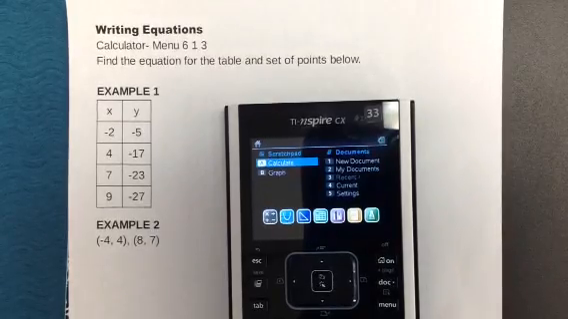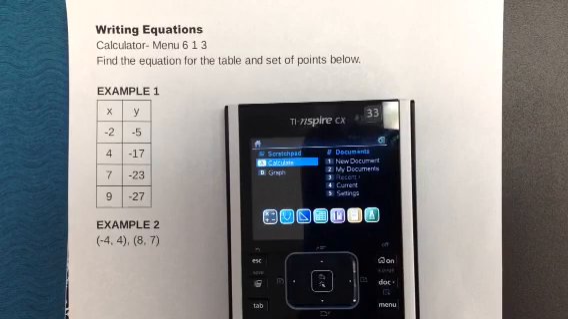Right, so we're going to look at writing equations given a table and a set of points. Before, we had an equation based on a graph. Now we're looking at tables and points. When you have this, you could graph it and find the slope between each of them and then find the y-intercept and so forth.